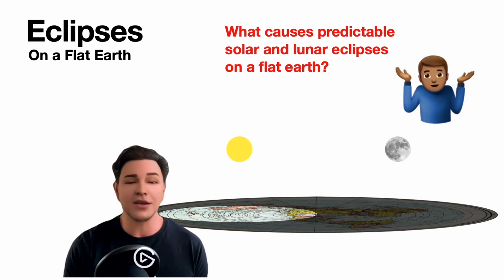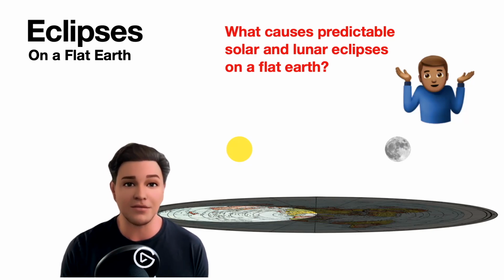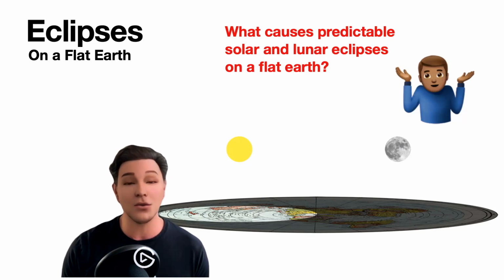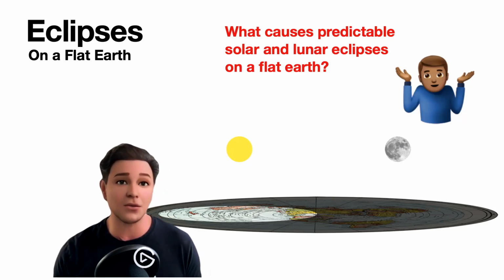So you've got the sun traveling around in circles over the flat Earth and the moon traveling around, and sometimes they cross paths. Well, here's the million-dollar question for flat earthers. When the moon and the sun cross paths, do they communicate with each other to decide who's going to be in front? Is it going to be the lunar eclipse or is it going to be a solar eclipse?